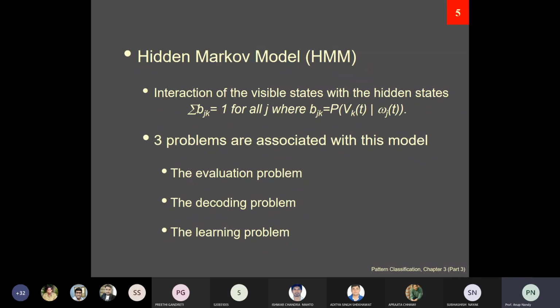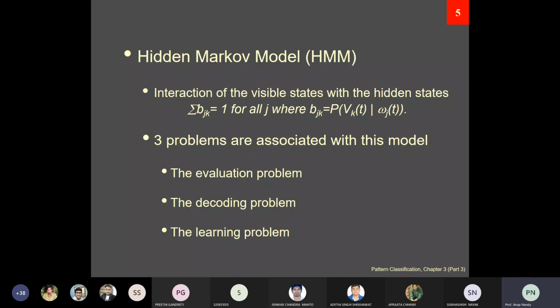The evaluation problem means, as we discussed yesterday, given theta, where theta is a model, you have to find the probability of generating these observation sequences, the visible sequences VT. In the interaction of the visible state with the hidden state, the summation of bjk is equal to 1 for all j, where bjk is the probability of generating the visible symbol vk at time instance t, given the hidden state wj at t.